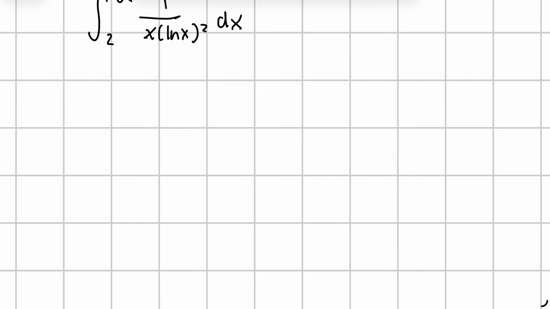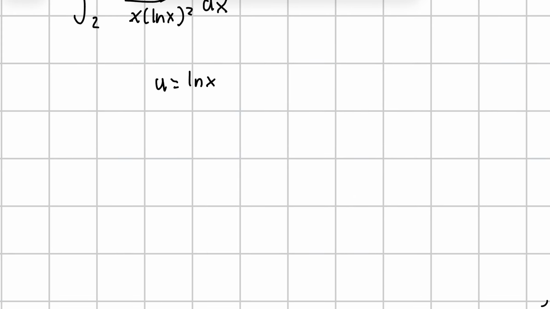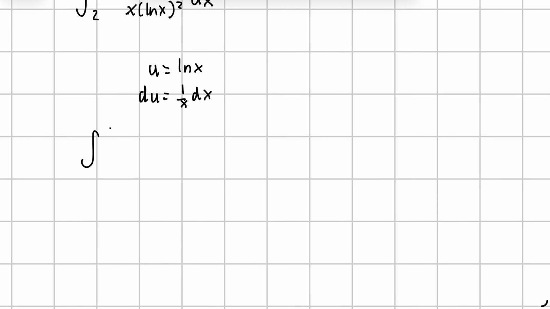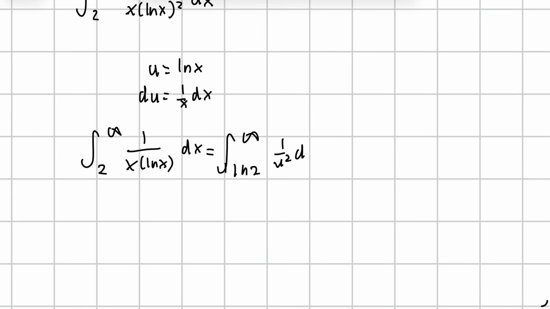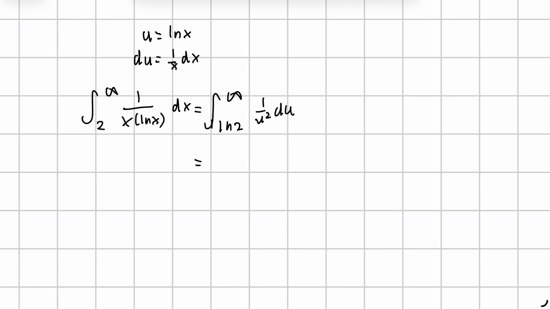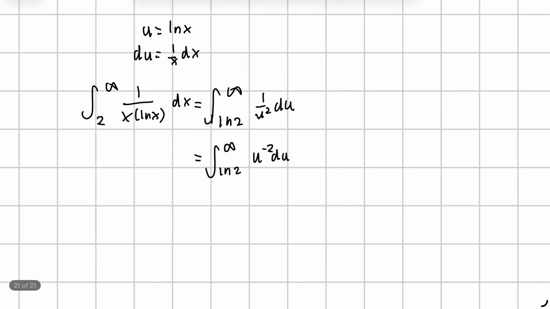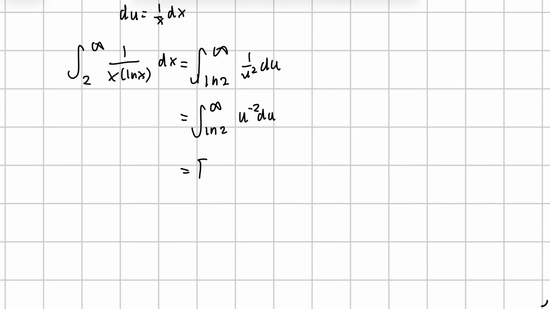So now we're going to use u-substitution. We're going to set u equal to ln of x, and du is going to be 1 over x dx. So we're going to have the integral from 2 to infinity of 1 over x (ln x) squared dx, which is equal to the integral from ln 2 to infinity of 1 over u squared du. So what we can do is rewrite this as the integral from ln 2 to infinity of u to the negative 2 du. So now we just evaluate it. We have negative u to the negative 1, from ln 2 to infinity.